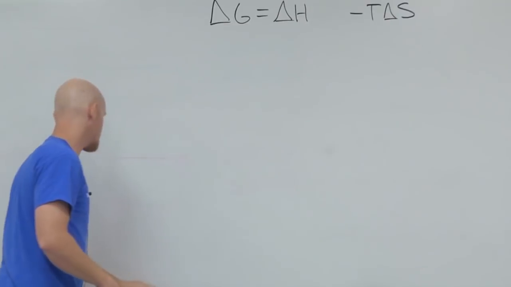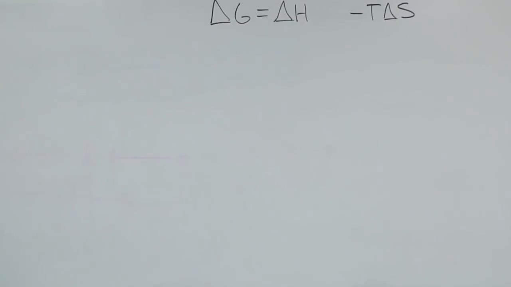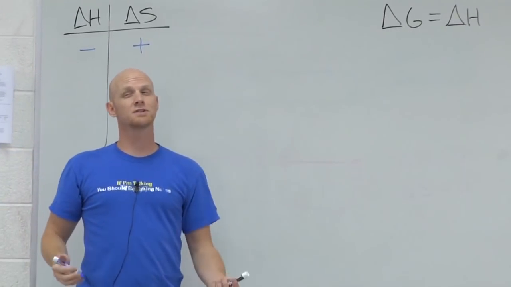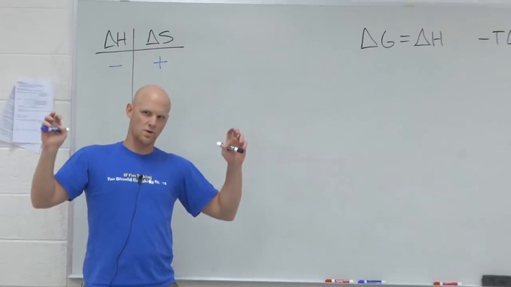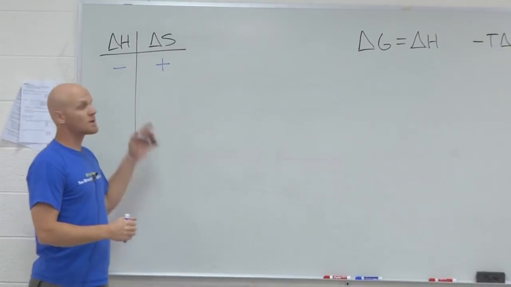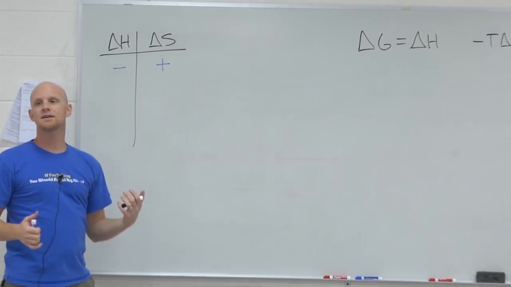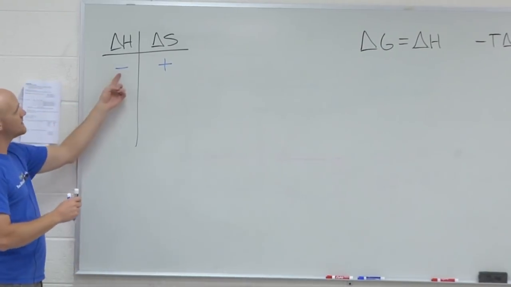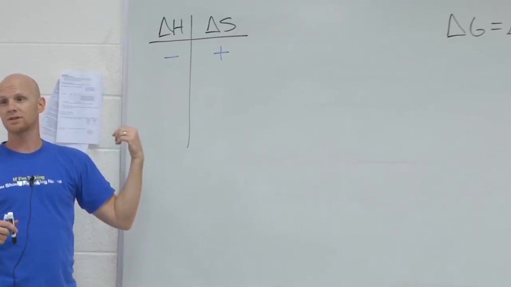So it turns out, first thing we'll look at, that the universe wants delta H to be negative, and the universe wants delta S to be positive. Now I say that's what the universe wants, and it's not that the universe wants anything, but that's what I'm saying. The universe wants that, at least in this case, for a reaction to be spontaneous. If you give the universe what it wants, the reaction will be spontaneous.